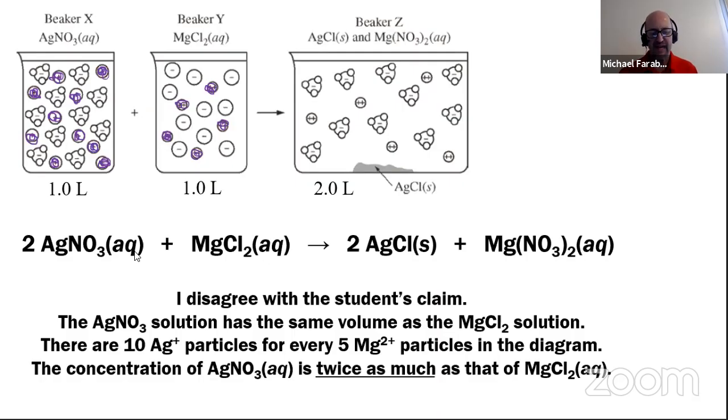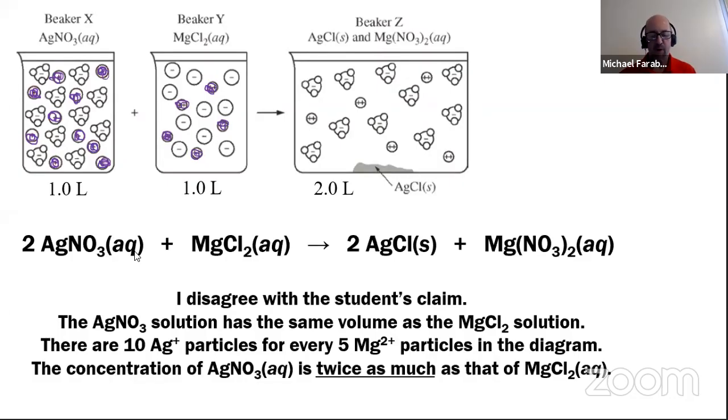Each of the solutions has the same volume, so they're both 1 liter. But since there are twice as many silver particles as there are magnesium particles, the concentration of silver nitrate should be twice as much as that of magnesium chloride.